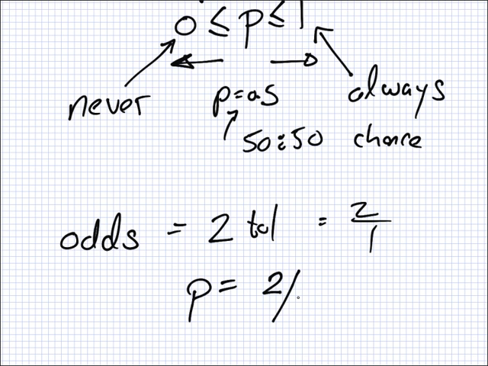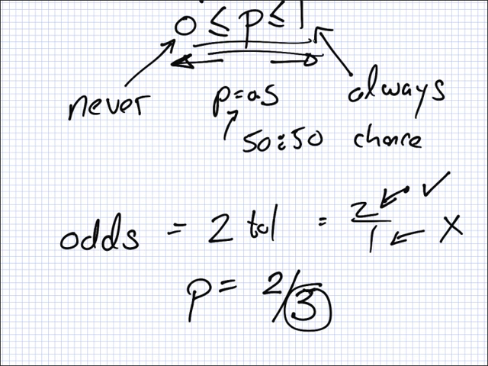2 over 3. So the way odds work is the number on the top is in how many ways you could win, and the number at the bottom is how many ways you could lose. So here it is 3, because there are 3 different outcomes, 2 wins and 1 loss. And we're saying in 2 of these situations we could win.